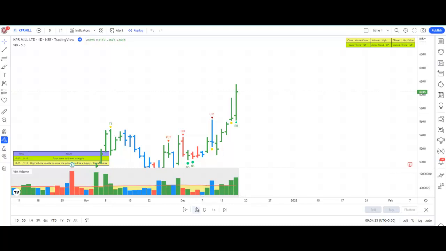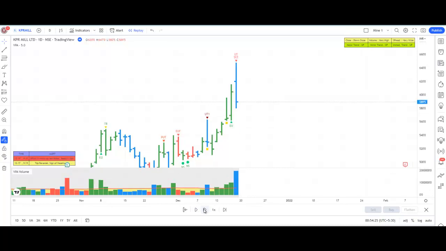You have an effort to move up here. Now we have a UT bar with an SCE condition as well.